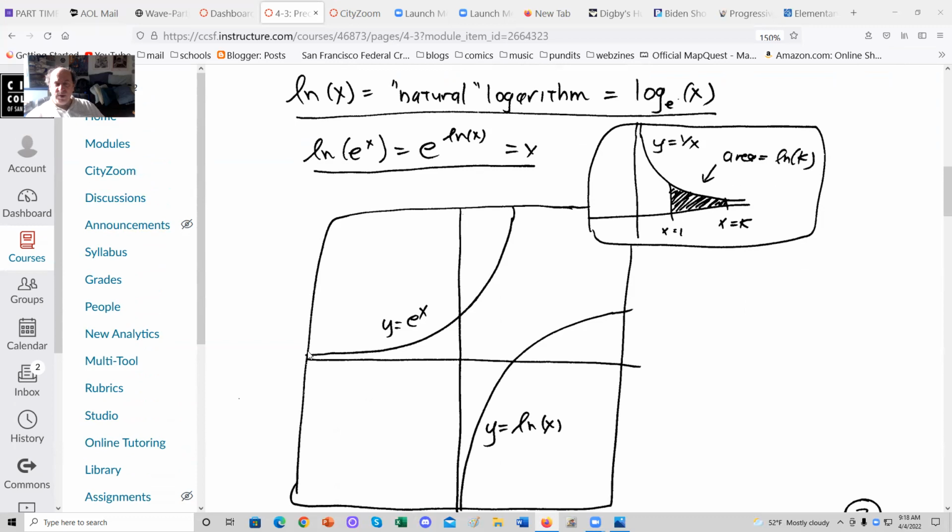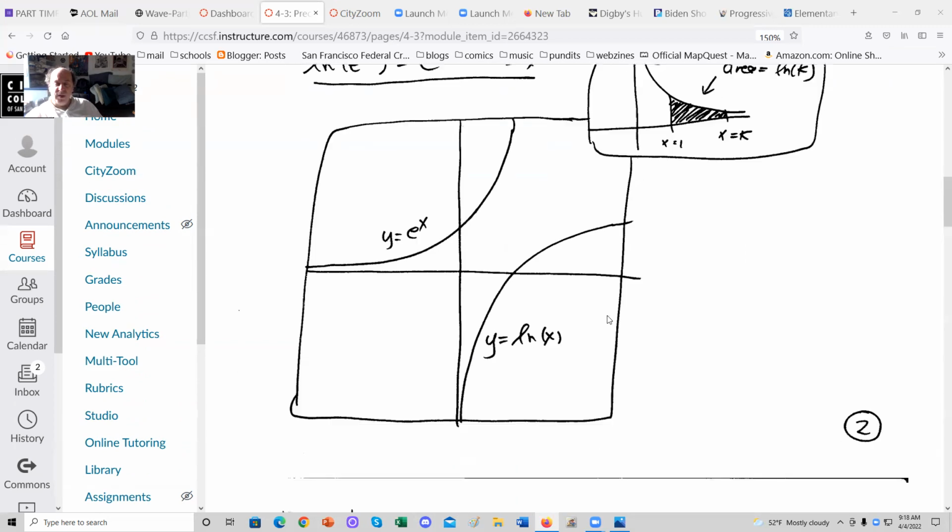And e to the x is one of the explosions that starts near 0 and goes off to infinity. Natural log starts near negative infinity, goes through 1, 0, and goes off to infinity very, very slowly. This goes to infinity quickly. This goes to infinity slowly.